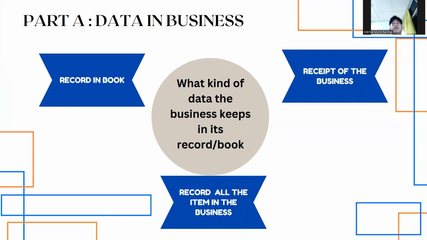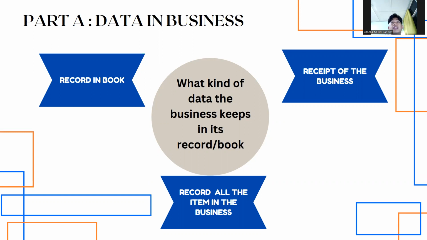Okay, I will continue about part A, data in the business. What kind of data does the business keep in the record or book? First one is the receipt of the business. The receipt refers to the account of the financial and account of cost. This is the data used to identify that the goods obtained from the supplier are sufficient and to ensure that the total sales are in line with the revenue and cost reduction.